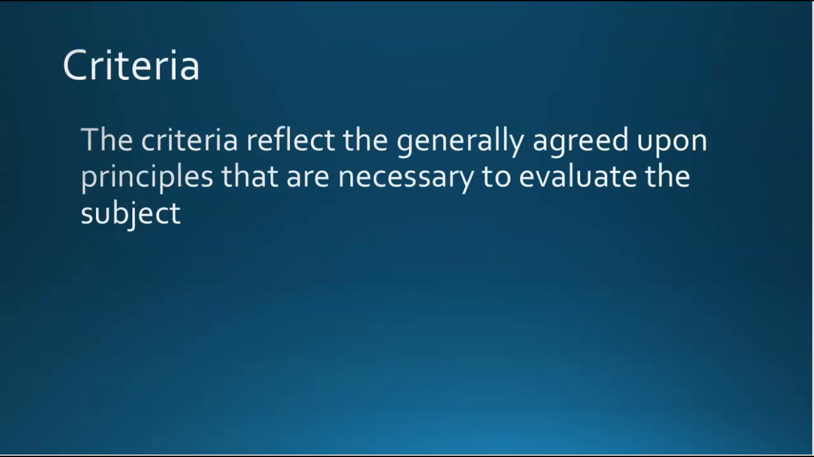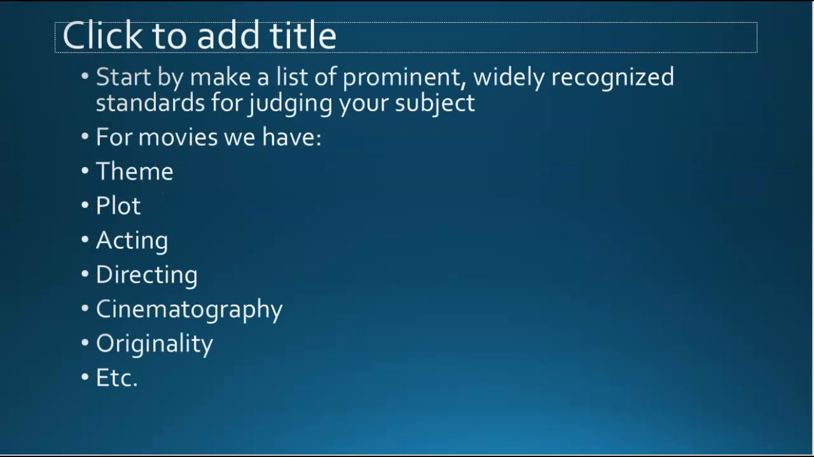What's at stake? Now, when we talk about criteria, it reflects generally agreed upon principles that are necessary to evaluate that subject. So in order to have something to actually write about, you have to have established criteria for the topic you're evaluating. It's not good enough to say that something is good or bad. We need to know why based on a set of standards. Okay, we got to have those standards.